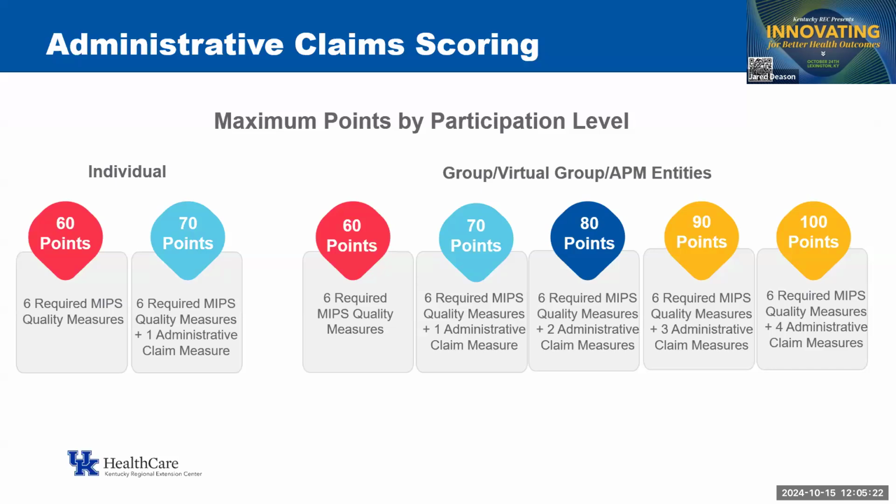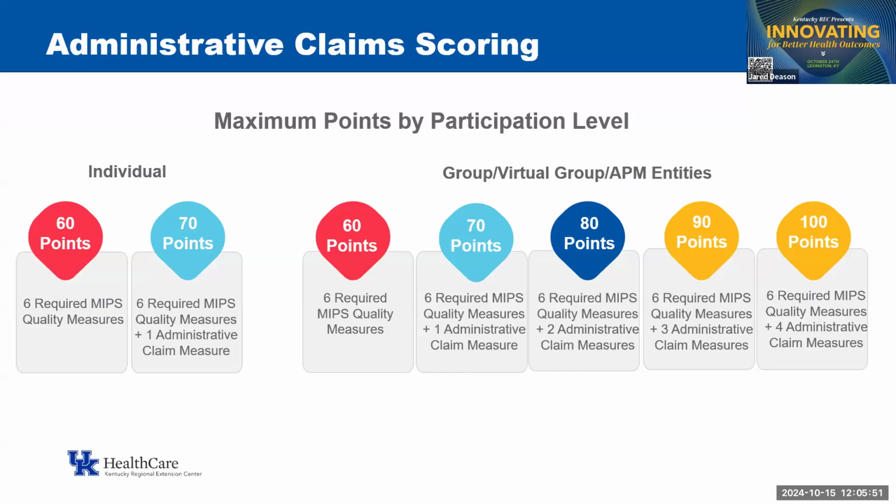So how do administrative claims measures affect your score? Administrative claims measures fall under the quality category and are added to your overall category score. This means you could be scored on more than just those 6 measures you're submitting during attestation. For individual clinicians, it's likely only one additional measure could be attributed, potentially shifting your quality score to a maximum of 70 points instead of 60.